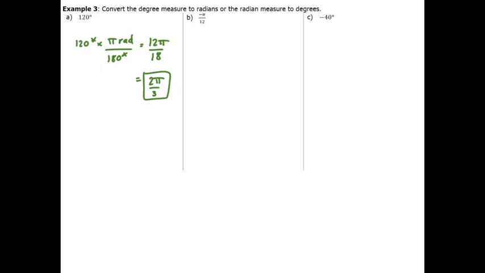All right, how about this one? Negative pi over 12 radians. I know it's radians because I don't have a degree there. We are going to multiply by 180 degrees over pi radians. Now, what happens here is we end up with degrees on the top. This becomes negative 180 over 12 degrees, which is negative 15 degrees.